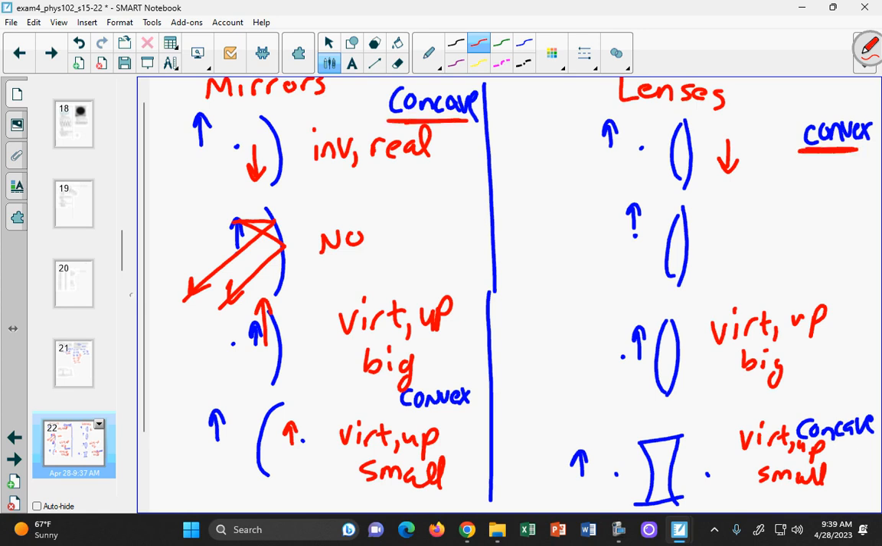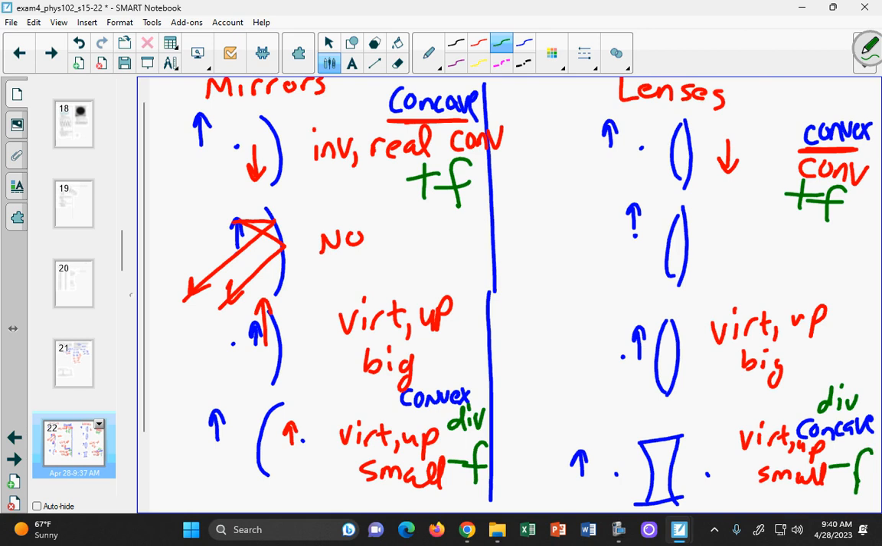When I go from concave mirrors, that's the same as a convex lens. Both of those are converging devices. That's why they treat light the same, because they both cause light to converge. And these are both diverging devices. A convex mirror is diverging. A concave lens is diverging. Converging devices have a positive focal length. Diverging devices have a negative focal length.